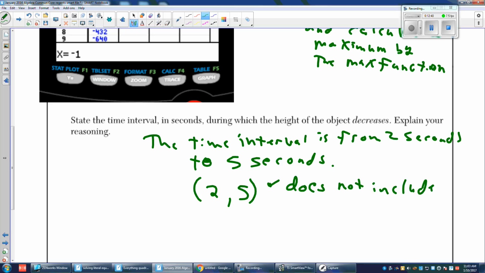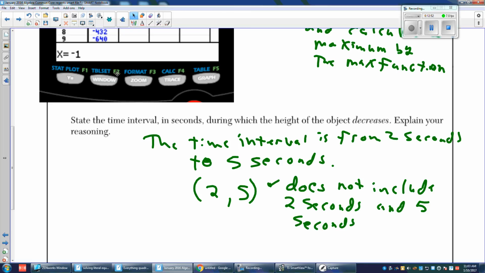include 2 seconds and 5 seconds. It stopped decreasing exactly at 5 seconds. So is it still decreasing? Did it pass through 5 seconds? Is it decreasing at 5 seconds? No, that's a physics question, though, for you to do during your senior year of high school.